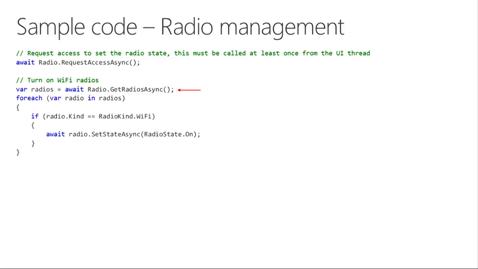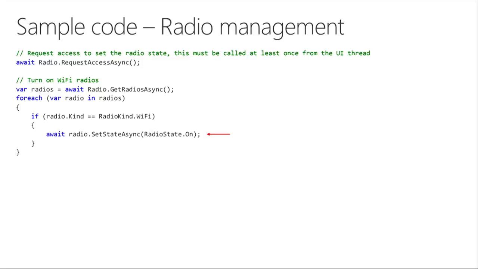The next call is the GetRadiosAsync enumeration call, which basically gets all the instances of the radios on the system. So whether they're Bluetooth or Wi-Fi radios or other, this will be returned in a list. So next, if I wanted to turn the Wi-Fi radio on specifically, I would first check to see if the radio kind was Wi-Fi, and then just SetStateAsync to RadioState.On.